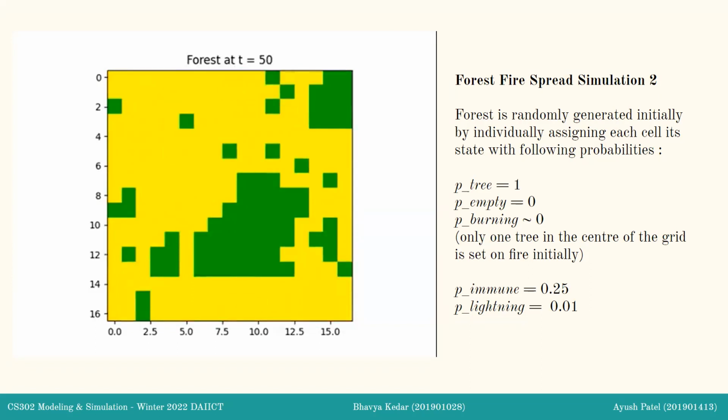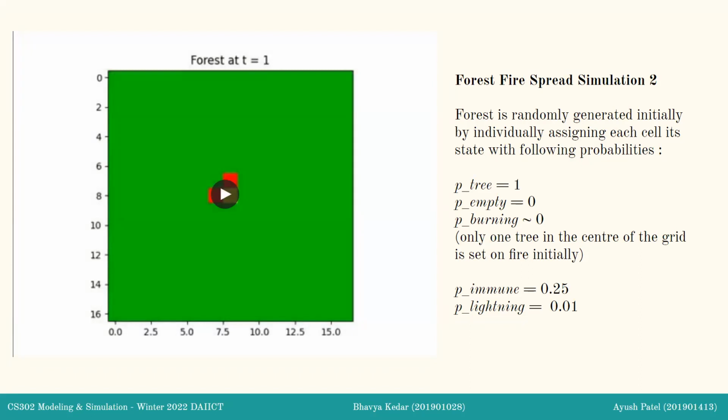So as you can see, only one burning tree was sufficient to burn the majority of the forest. And this also shows us that the more the density of the forest, the more the chances of it being wiped out at the end of the simulation.